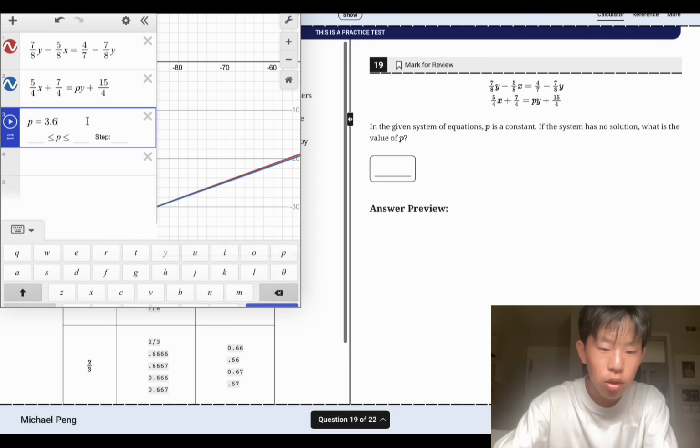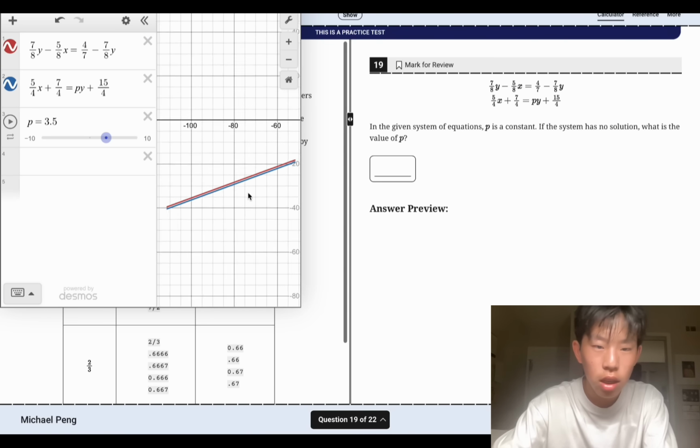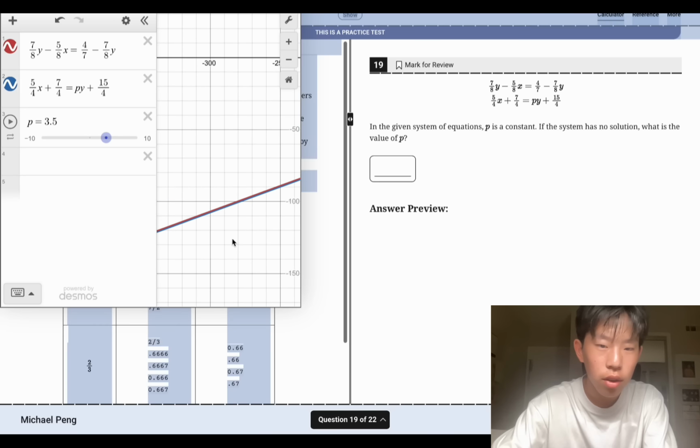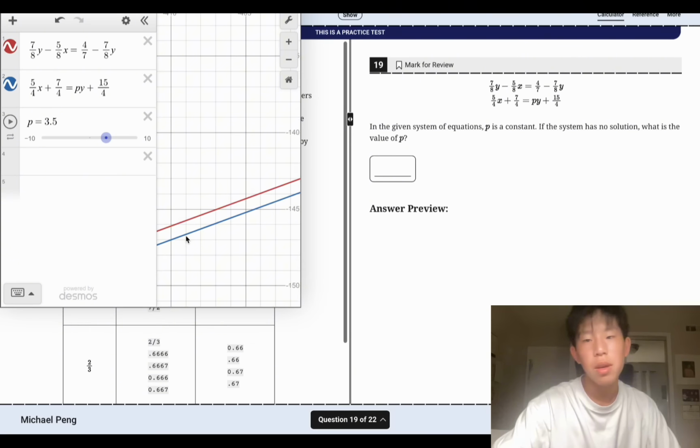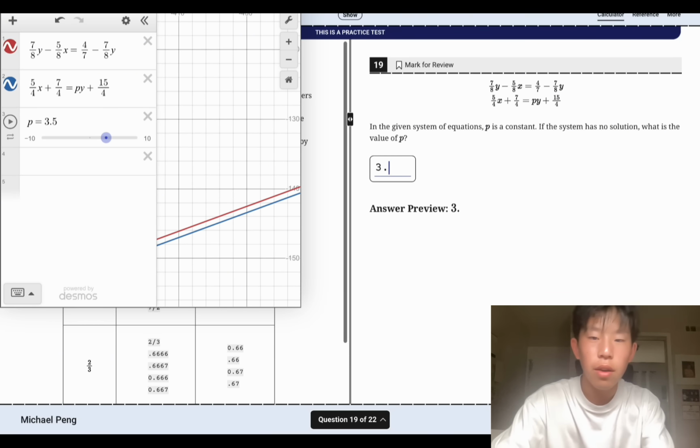Let me try 3.5. As you can see, they're perfectly parallel. They never intersect at all. Even if I zoom in at like 400, they're still parallel. So that's the answer, 3.5.